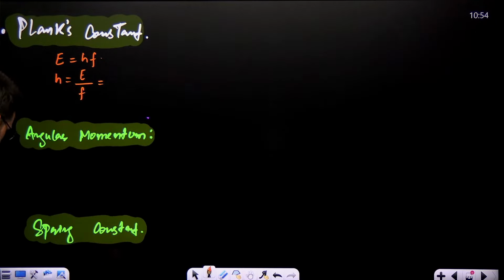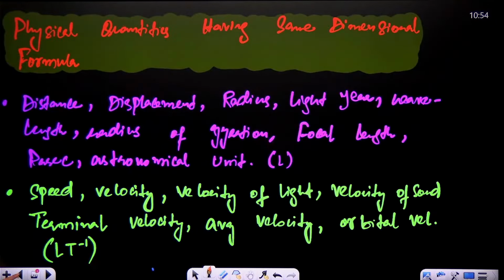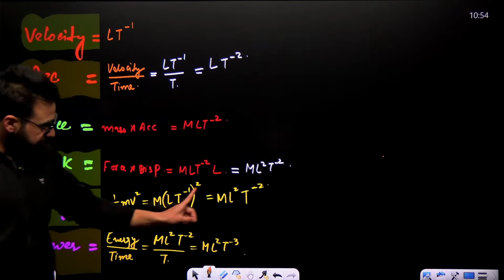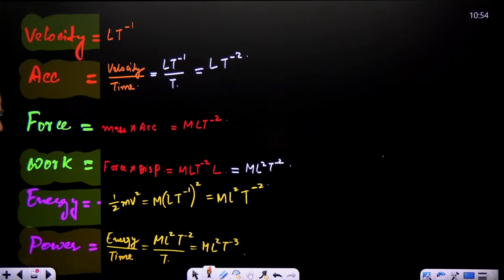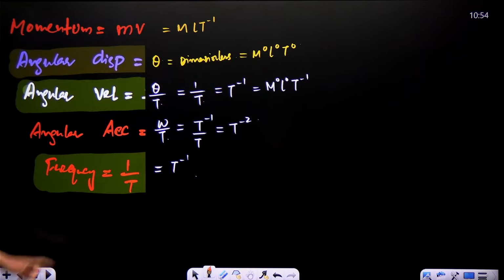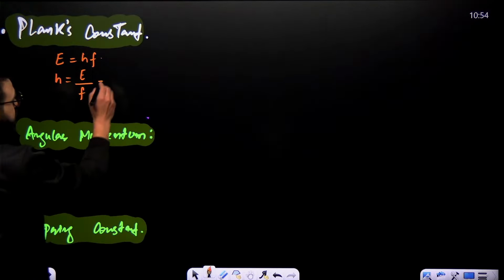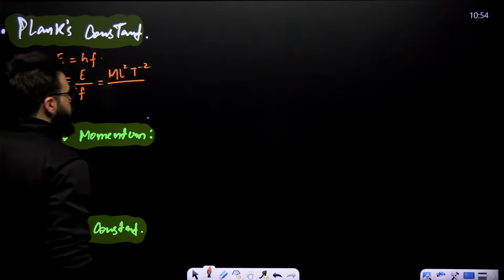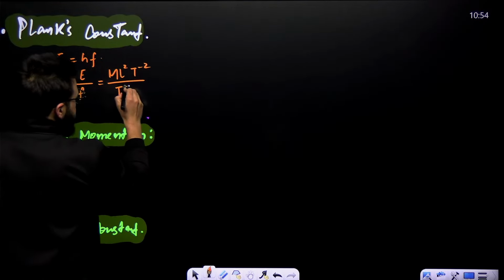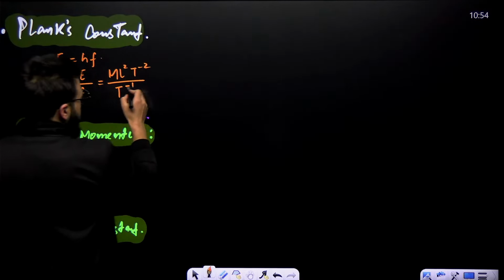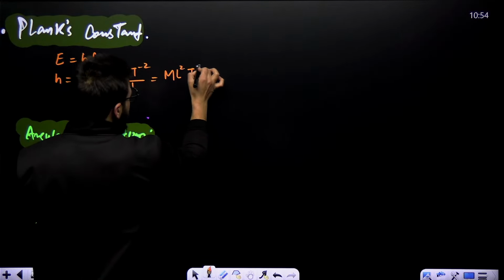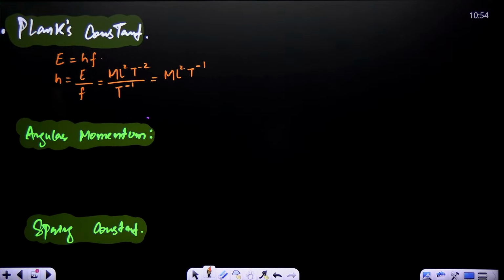Now, what is the dimensional formula of energy? Recently we got it: ML²T⁻². And for frequency, it is T⁻¹. So we can say it is ML²T⁻² divided by frequency, and frequency is T⁻¹. This minus 1 will cancel, so it will be ML²T⁻¹. This will be the dimensional formula.